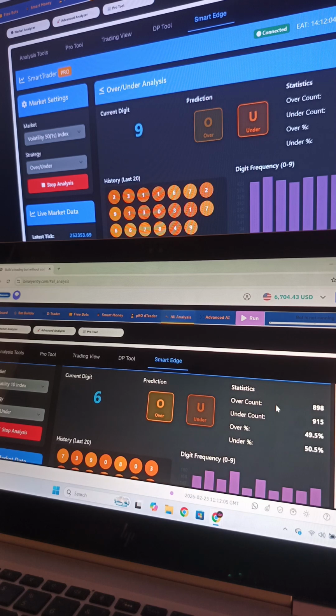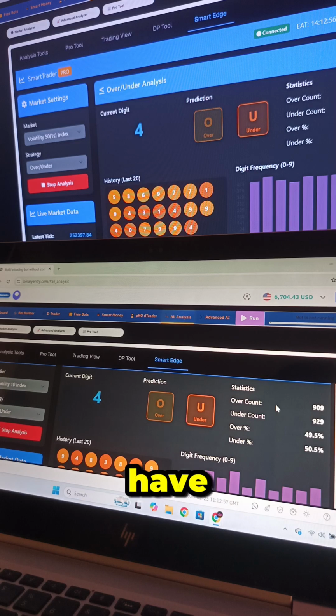Number 2, remember how I told you about 3 digits in the over part, then it comes to the under part and takes 2 digits. So if 3 plus digits are 0 to 2, trade over. If the last 3 plus digits are 7 to 9, trade under. Stake 5 to 10% of your maximum account. That's number 3. Number 4, stop after 2 consecutive losses. Stop after every 2 consecutive losses.